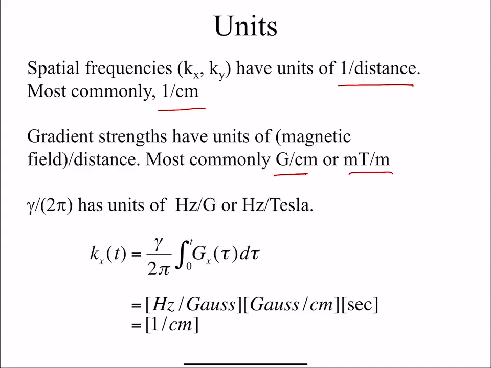And gamma over 2 pi has units of hertz per Gauss or hertz per Tesla. So if we look at this equation, kx of t is gamma over 2 pi times the integral of Gx of tau d tau. So that will have the correct units. I have hertz per Gauss times Gauss per centimeter times seconds. That's 1 over centimeters. So everything checks out.